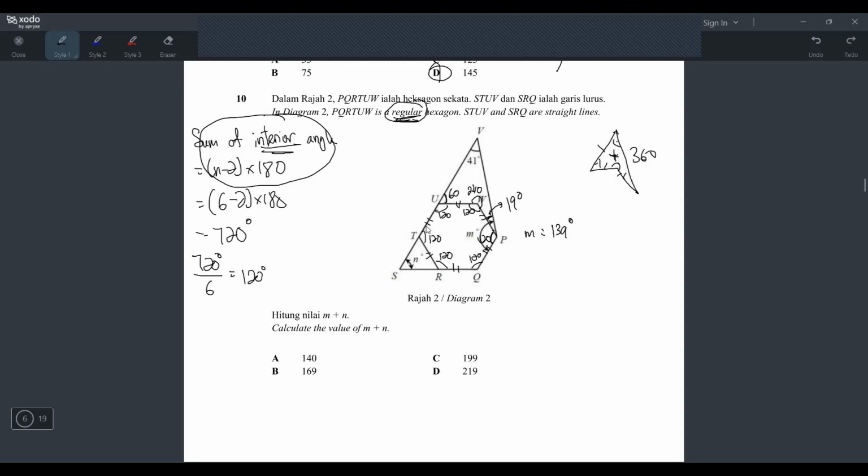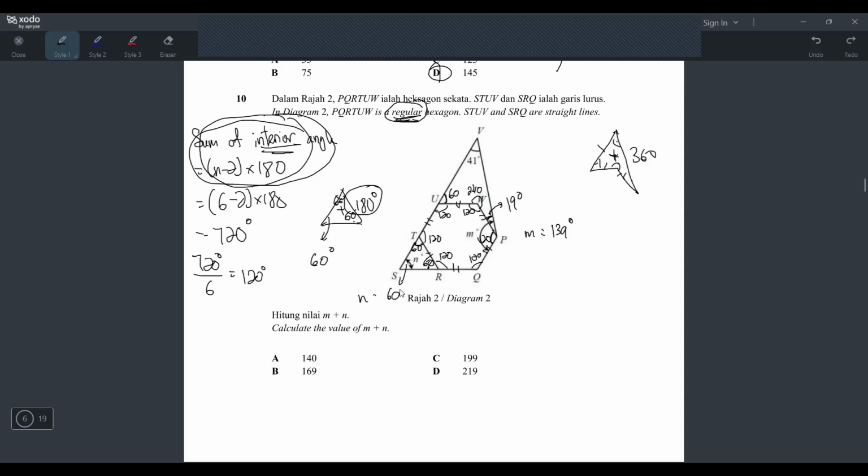Okay, but I still have to find N. How to find? Okay, I can find here first. This is a straight line, 180 minus 120 is 60. This one also a straight line, 60. So this one also would be 60. You know why? Because in a triangle, the sum of interior angle is 180. How do I know? Use this formula again. There are three sides, so n is 3. 3 minus 2 is 1, 1 times 180 is 180. It means the sum of interior angle is 180. And I already know two angles, 60 and 60. So can I find this? Yes, just press 180 minus 60 minus 60, and you will get 60.